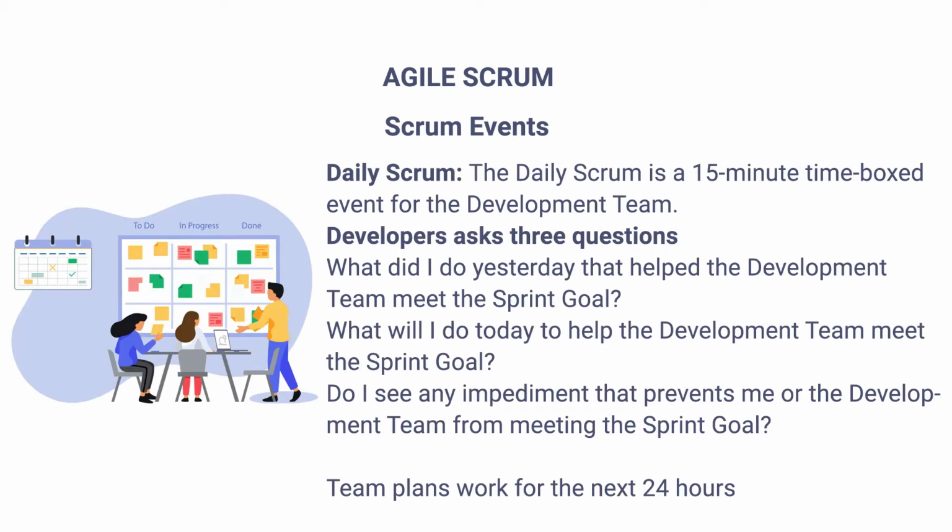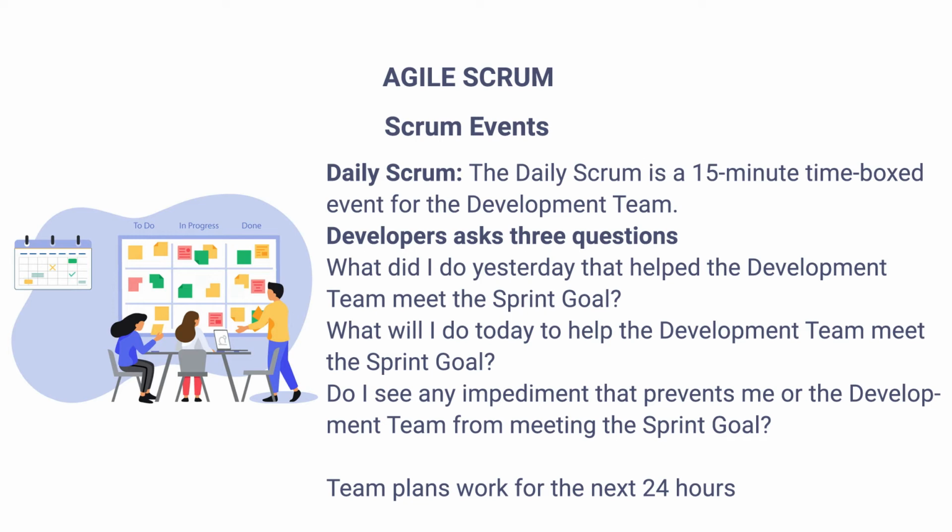The next one, daily Scrum. The daily Scrum is a 15 minute time-boxed event for the development team. Developers ask 3 questions in the event. What did I do yesterday that helped the development team meet the sprint goal? What will I do today to help the development team meet the sprint goal? Do I see any impediment that prevents me or the development team from meeting the sprint goal?